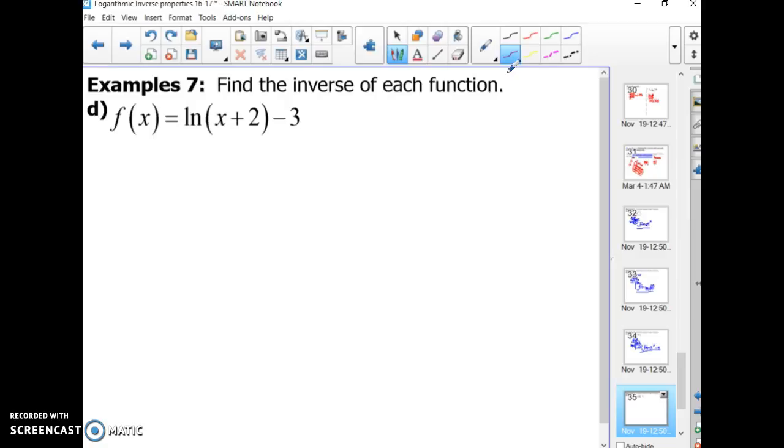Turn and talk to your shoulder buddies. Tell them in 5, 4, 3, 2, 1 what the base is. Alright, hopefully I heard the value of e. Okay, so I'm going to write that in.